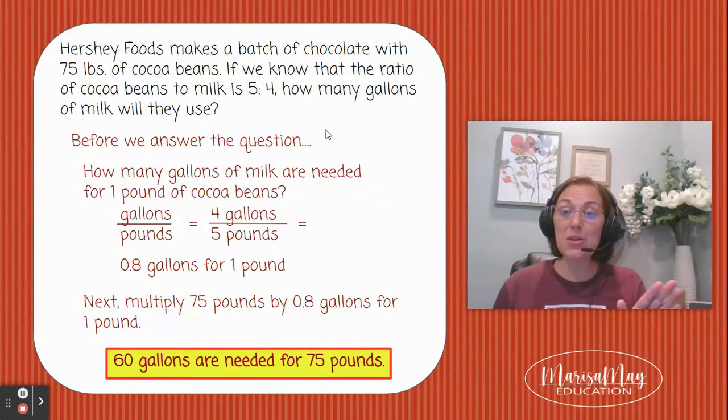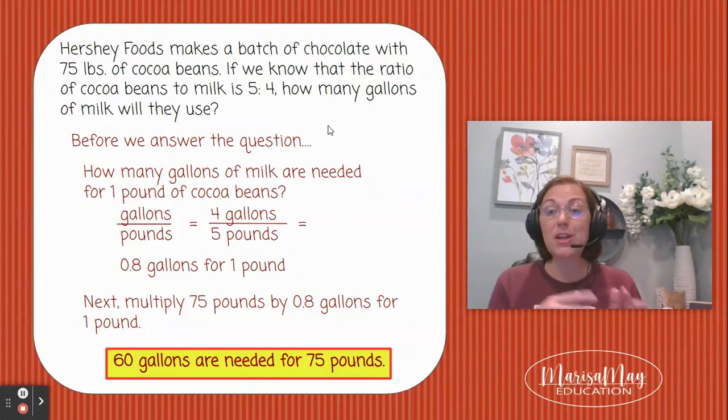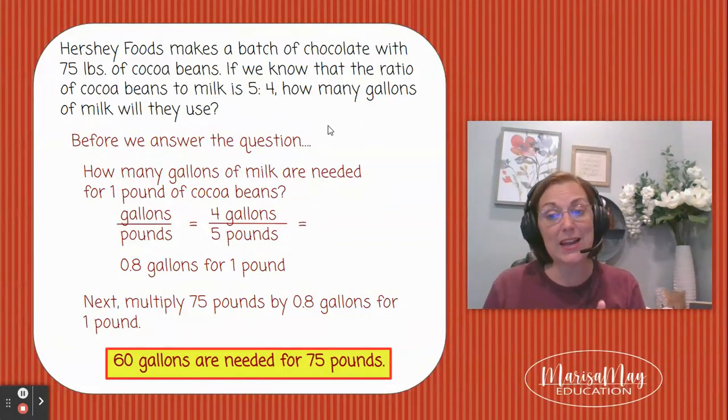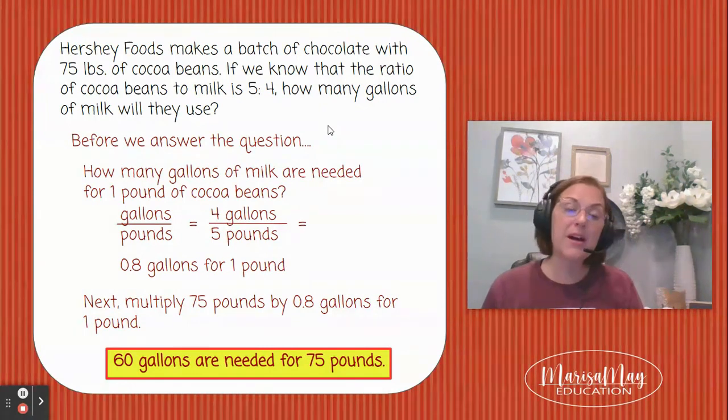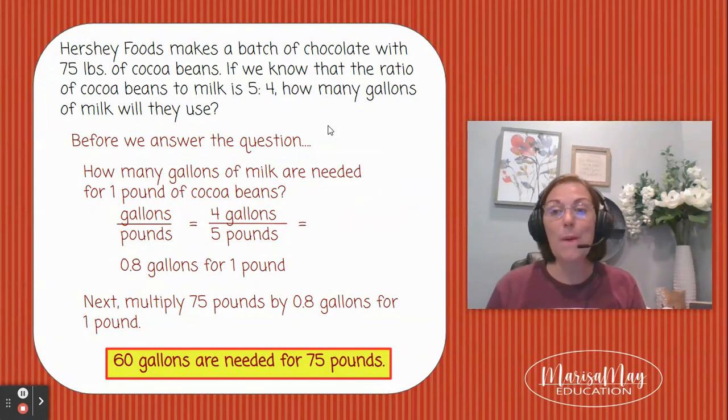So you can use either method. You can set up the proportion or you can do the unit analysis here to help us solve for the total amount, the total question we're asking here.